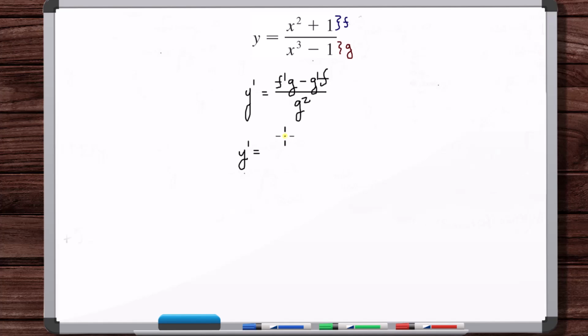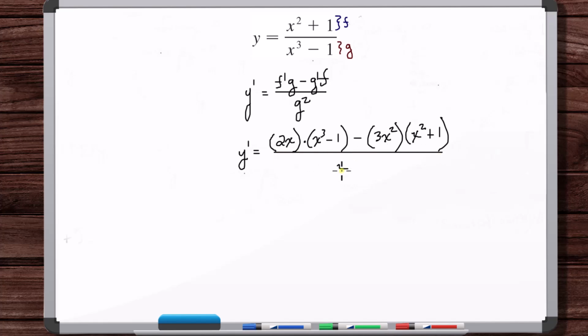All right, so y prime is equal to the derivative of the top. What is the derivative with respect to x of x squared plus 1? That's just 2x times the bottom, all right, minus the derivative of the bottom. What is the derivative of x cubed minus 1? 3x squared times the top all over the bottom squared. All right, so now that's the derivative. We're done as far as the derivative is concerned. This is just an algebra problem now. We want to clean this up as much as we can.